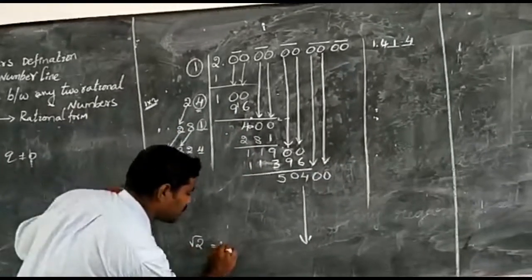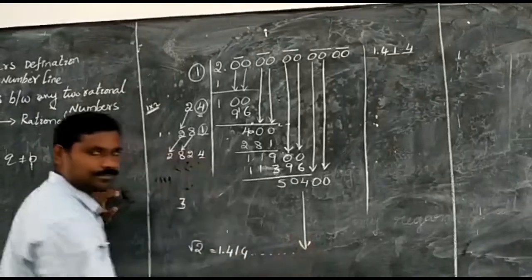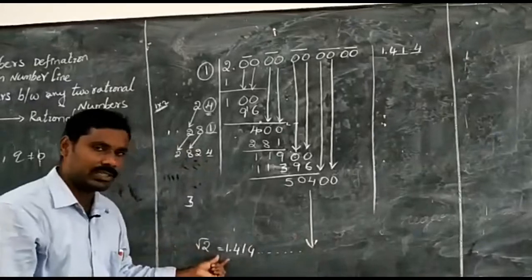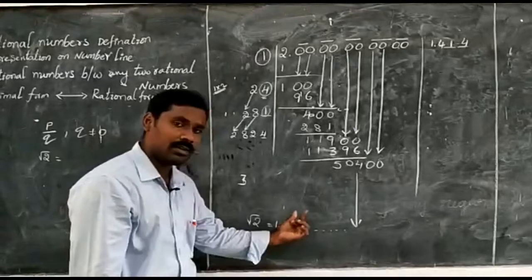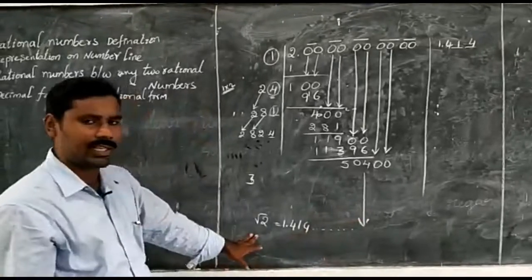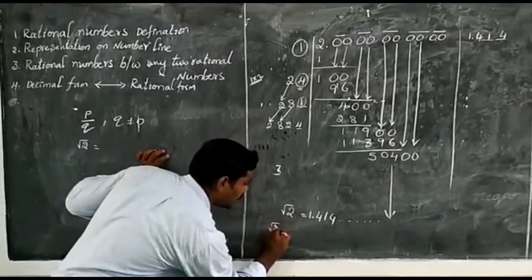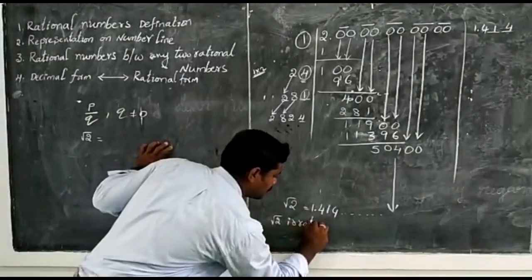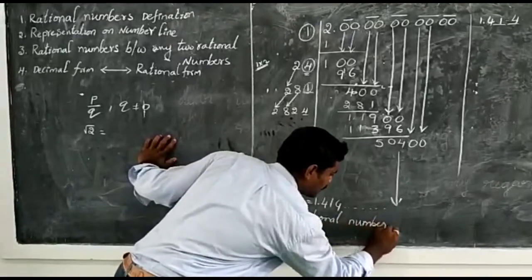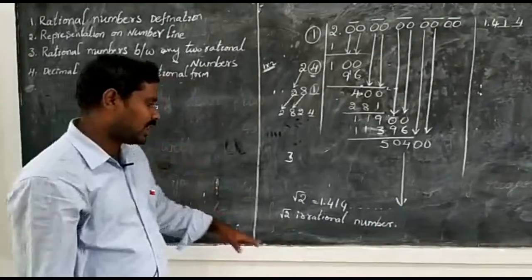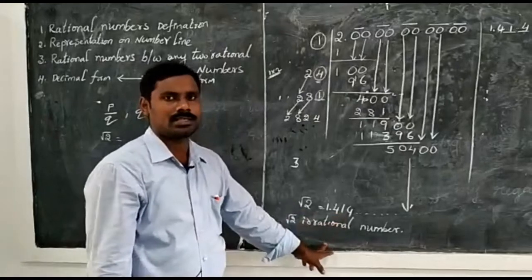Now the value of root 2 is 1.414 and so on. The value of root 2 is non-terminating and non-repeating. That means root 2 is a non-terminating, non-repeating decimal. That means root 2 is an irrational number. By this example you have to say every non-terminating, non-repeating decimal is an irrational number.